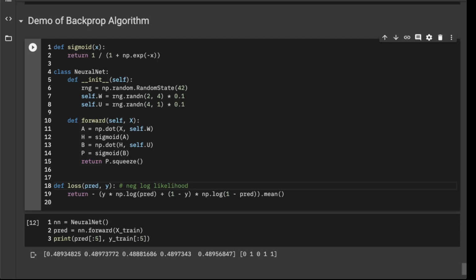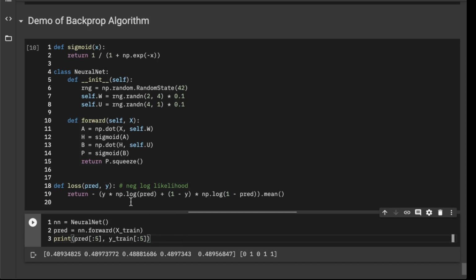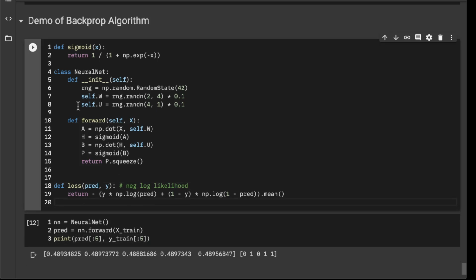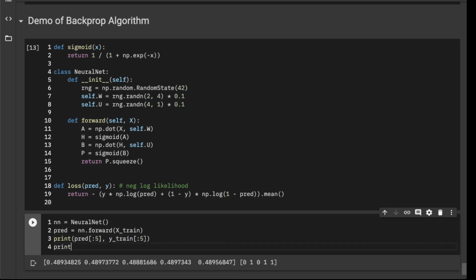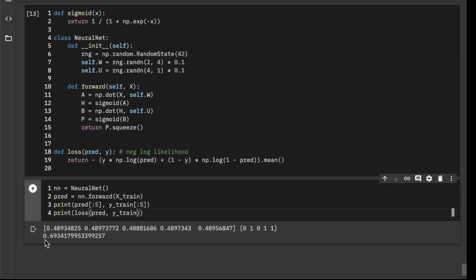So let's try this function. I think we need to define this again and print loss, prediction and y train. So we have such a loss.